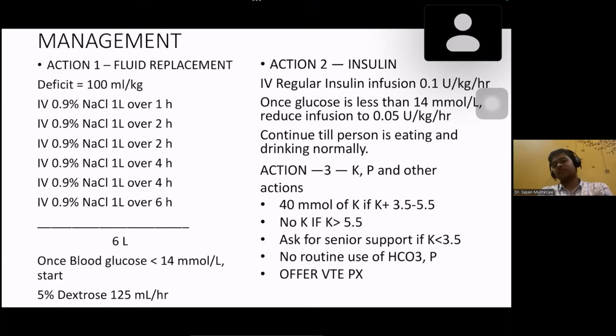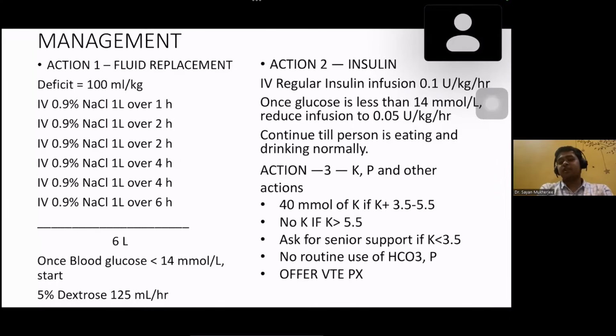And for the patient's acidosis, you don't need to give him bicarbonate. Whatever fluid and whatever insulin you're giving him, it will automatically suppress the ketogenesis. And when ketones are not produced anymore, the acidosis will correct itself normally. So you don't need to give bicarbonate from outside. Phosphorus, you don't need to give phosphorus, but if he's having low phosphorus, if you have checked, then you may use phosphorus, but it's generally not used.